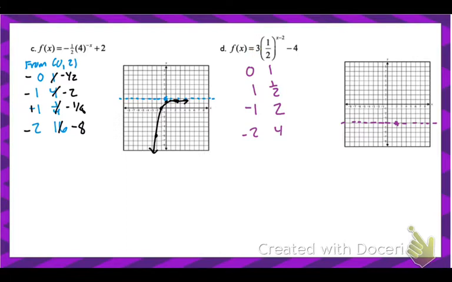And that'll just be a little bit easier to graph. Transformations, we have a vertical stretch by a factor of 3. And then from that star, these are my new points. So over 0, up 3. Right 1, up 1.5. Left 1, up 6. And left 2, up 12. And that is my exponential function.